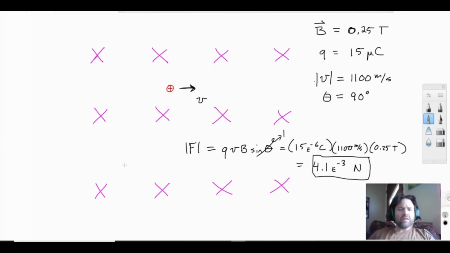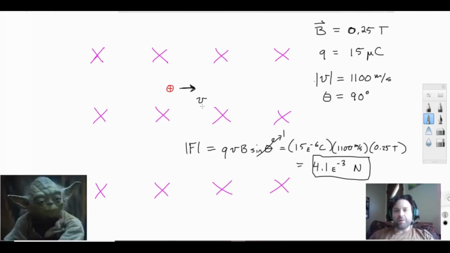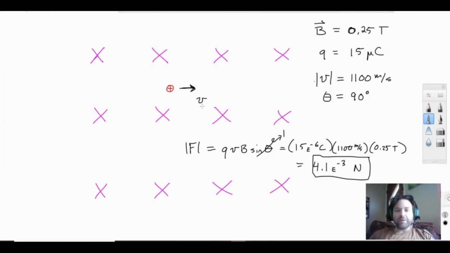Another thing that we're going to be interested in is that the force is always going to be perpendicular to the magnetic field and the velocity. Again, we will learn that direction in the next video, but I want you to keep in mind right now that the force is always going to be perpendicular to both the velocity and the magnetic field. Even if the velocity and the magnetic field are not perpendicular with each other, the force will always be perpendicular with the velocity and with the magnetic field.